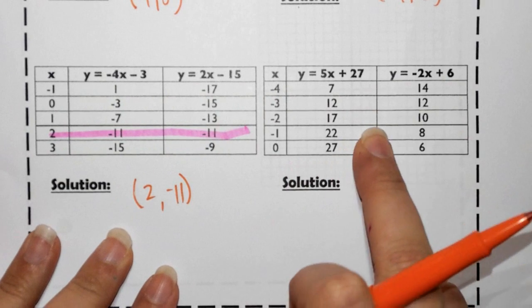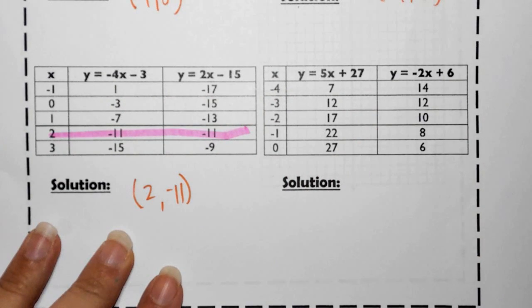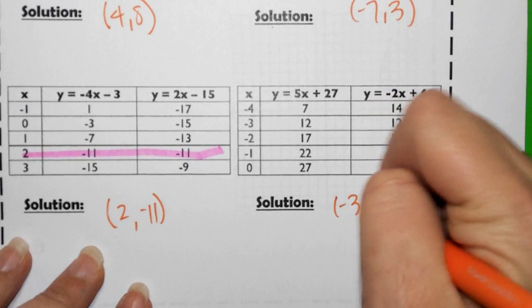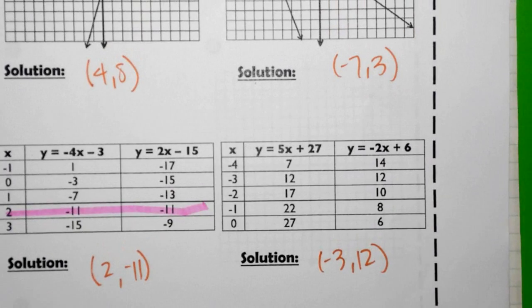Alright, so now look at this one and tell me what the point would be. Negative 3, 12. Negative 3, 12. Awesome. Good job. Take a point.